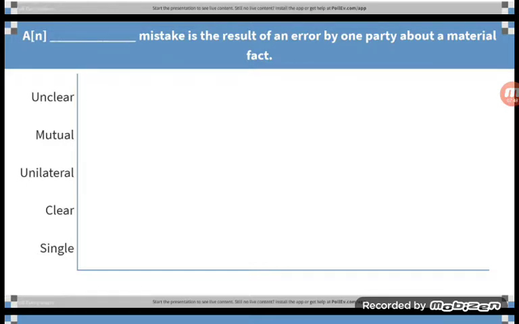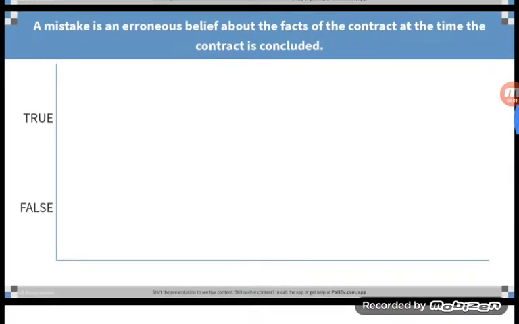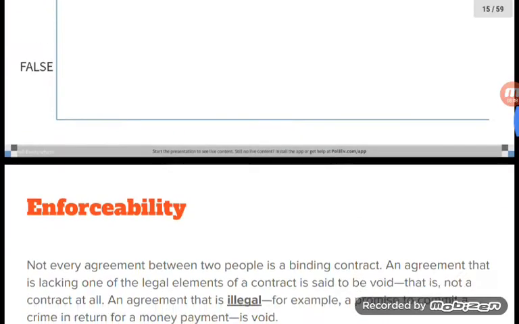A blank mistake is the result of an error by one party about a material fact. The mistake by one party would be called a unilateral mistake. Mistake by two parties would be called a mutual mistake. A mistake is an erroneous belief about the facts of the contract at the time the contract is concluded. That would be true.